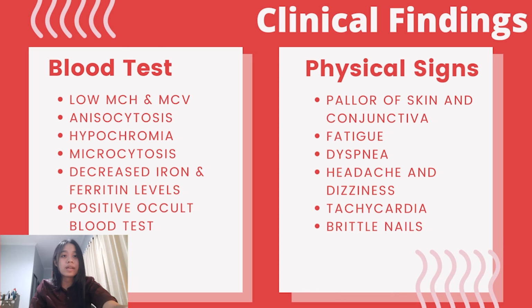Anisocytosis indicates that there is an excessive inequality in the size of red blood cells, whereas hypochromia means that the red blood cells are paler than normal, and they are smaller in size, or microcytosis. Iron and ferritin levels in the serum of iron deficiency anemia patients are also decreased.